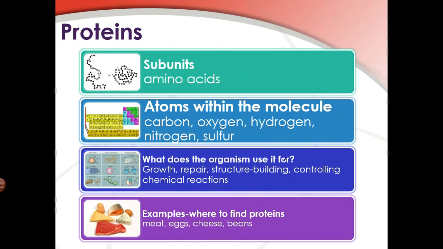Our third type of macromolecule is proteins. Proteins are made of subunits called amino acids. They have atoms such as carbon, oxygen, hydrogen, nitrogen, and sulfur. And organisms use proteins basically for everything. They use proteins for growth, repair, to build structures, and for controlling chemical reactions. So a protein is a really, really important macromolecule to any living thing. It's how the living things function. You can find proteins in meats, eggs, cheese, and beans.